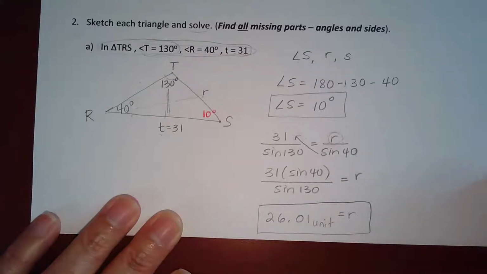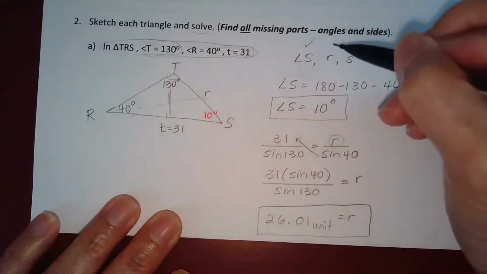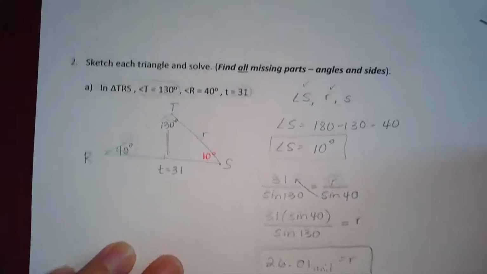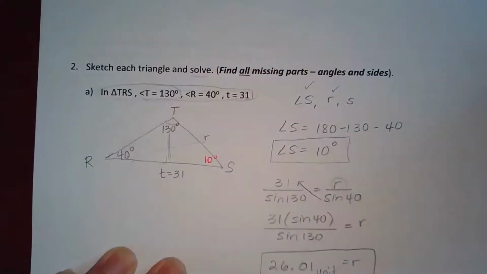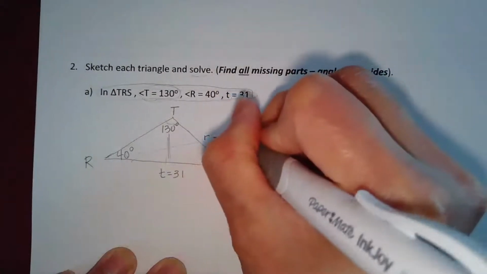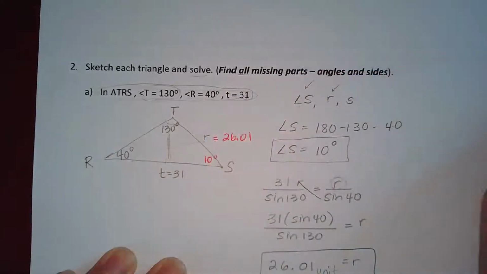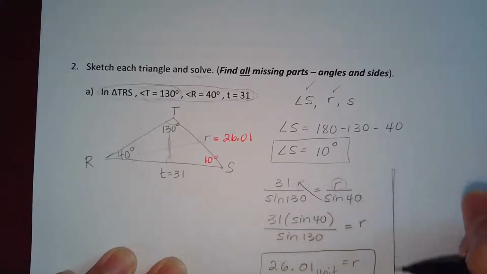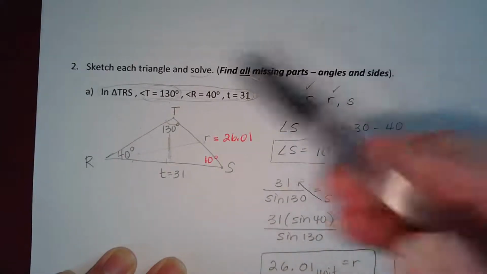Okay, so that's it. 26.01. So we got angle S, we got side R. Now I gotta figure out side S. Side S. 26.01. There. Side S. Well, for side S, what we could use is the sine law again.